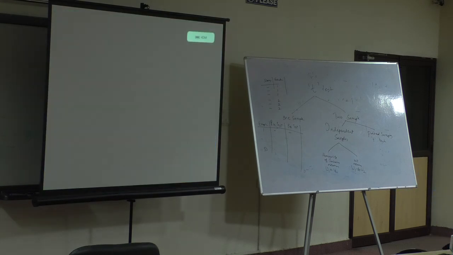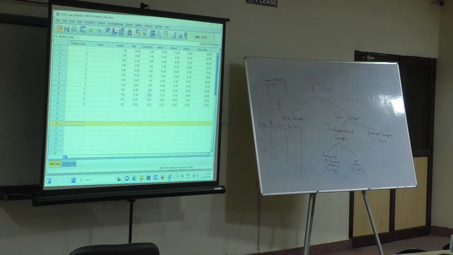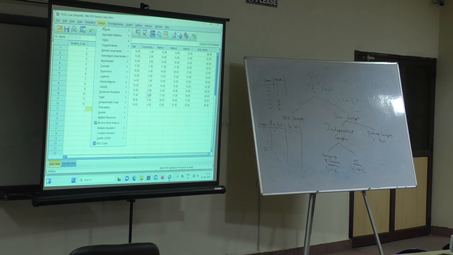Okay, see here. So what we should do is we will do T-test, right? Where to do T-test? See, all statistical tests are available under this menu, Analyze, American spelling. Just do a left click, and you will find all the statistical analyses arranged here.